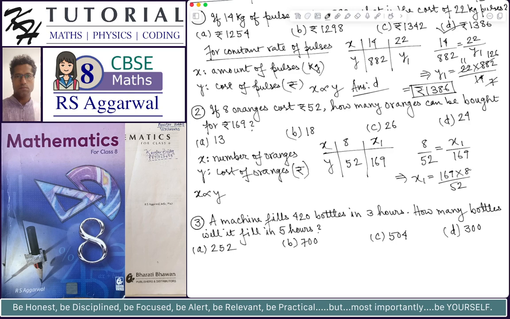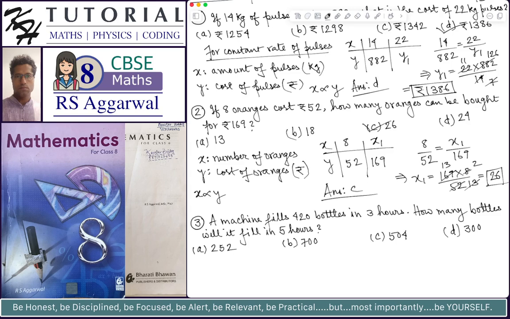Now 4 divides 8 with 2, 4 divides 52 with 13, and 13 divides 169 with 13. So this is 26. So 26 oranges can be bought for rupees 169. Okay, so answer is C. Answer is choice C.